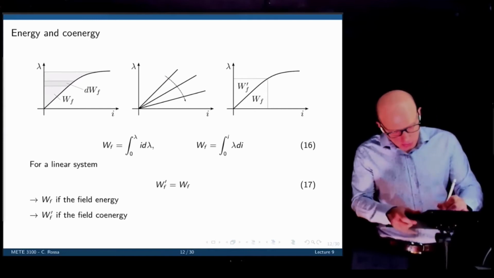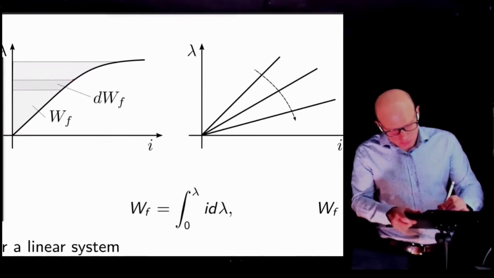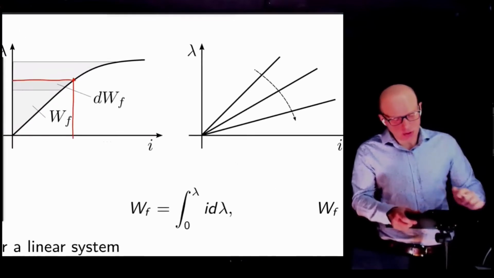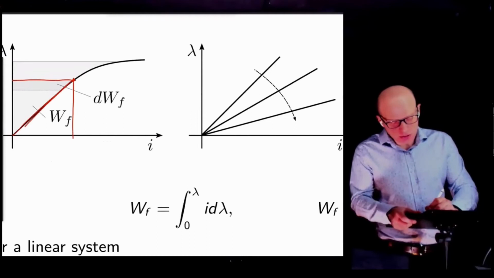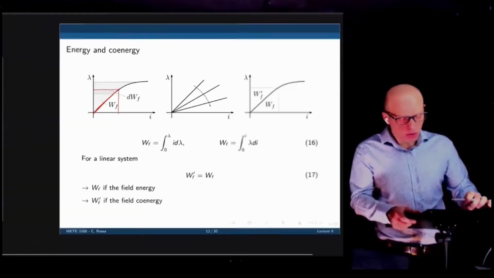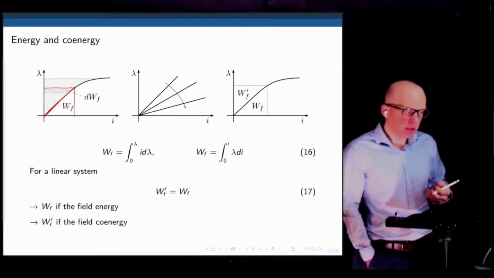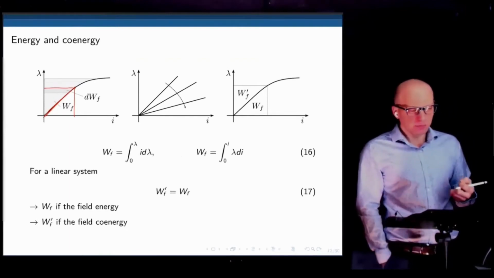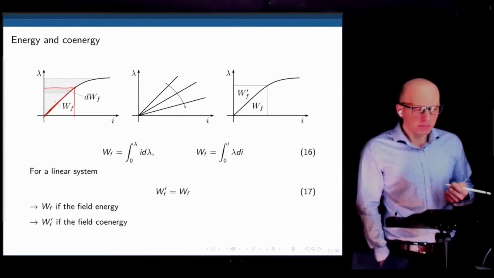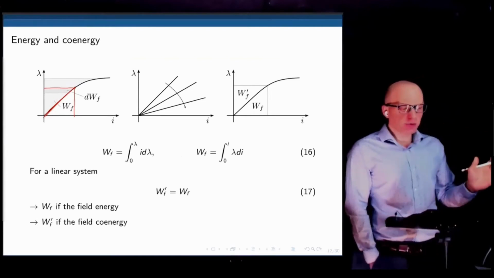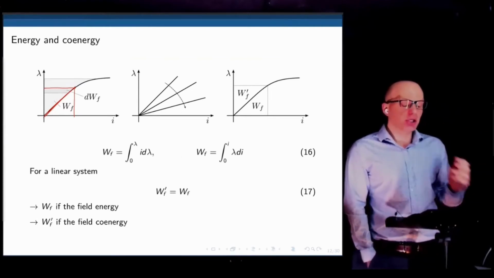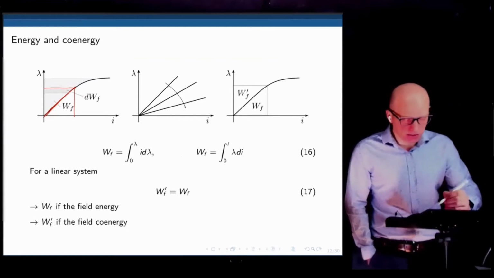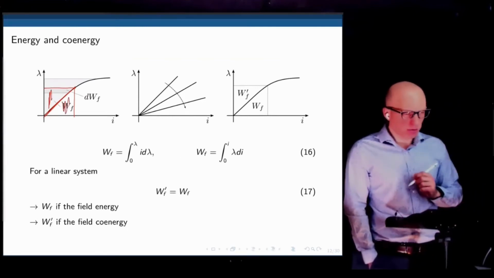If you are taking both sides of this curve here and you have a linear system, this means that the relation between the established magnetic field and the current required to establish that magnetic field is linear. And if that is linear, then both sides of that area will be the same. Energy and co-energy will be exactly the same. This area equals this area.